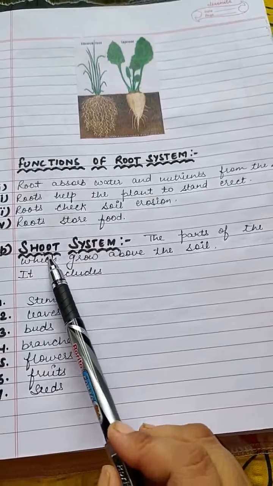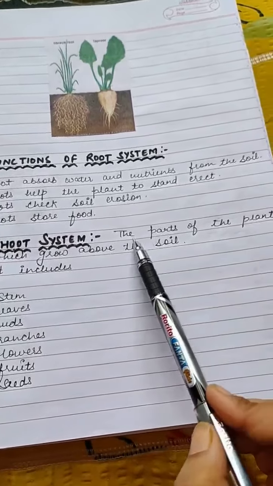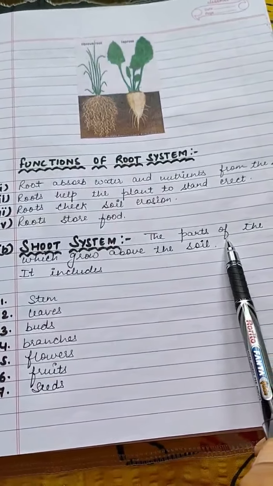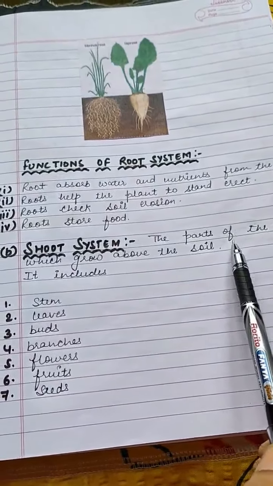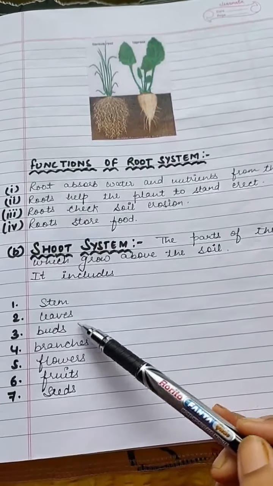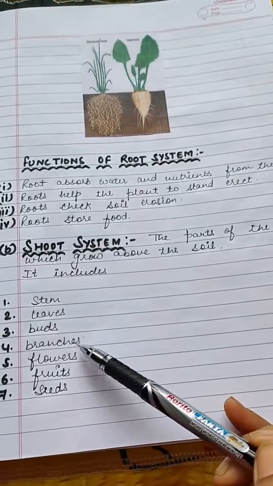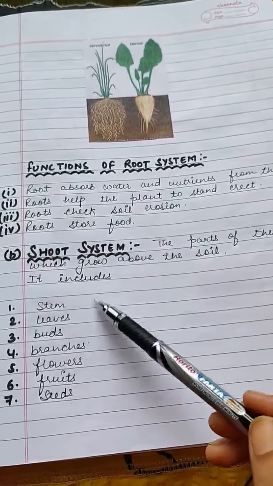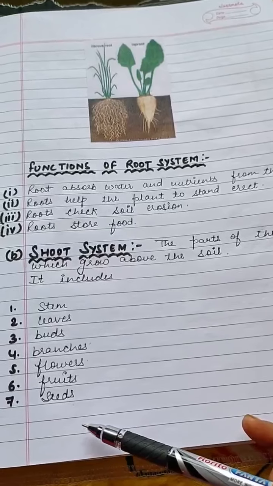Next system is shoot system. The parts of the plant which grow above the soil are known as the shoot system. The shoot system includes stems, leaves, buds, branches, flowers, fruits and seeds, and all of these have different functions.